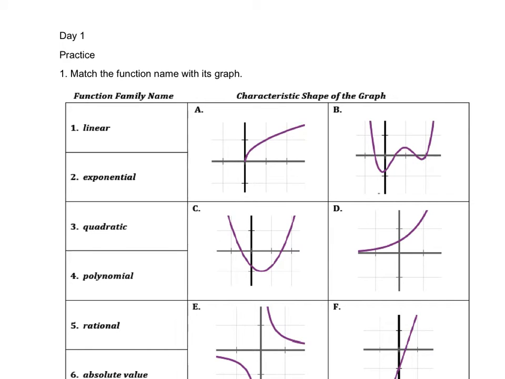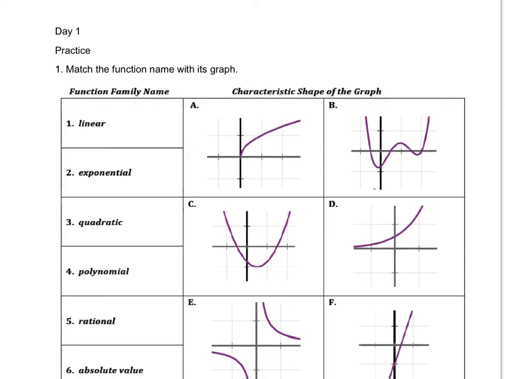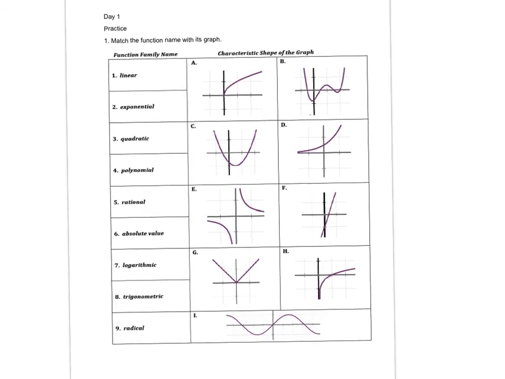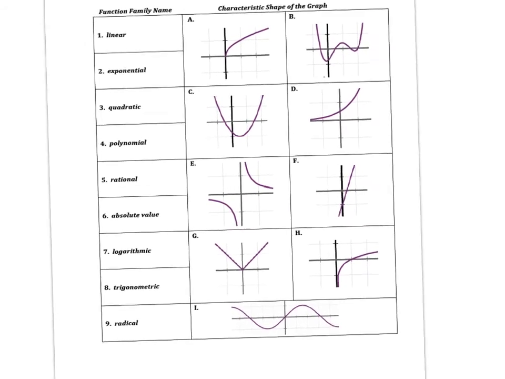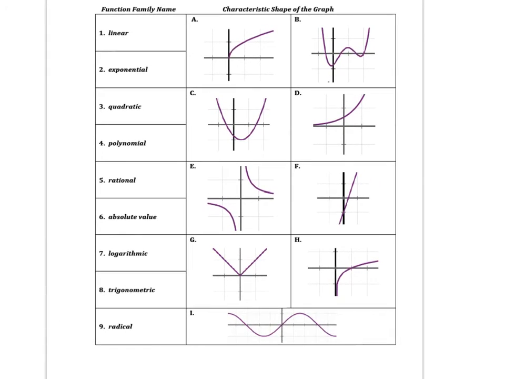We have to match the function name with the shape of the graph. I'm going to make it smaller so I can see everything. There we go. Okay, so linear is a line. That is graph F. Exponential, you have either growth or decay. So that would be D. And there's a horizontal asymptote at y equals 0. Quadratic, that's a parabola. So that's C.